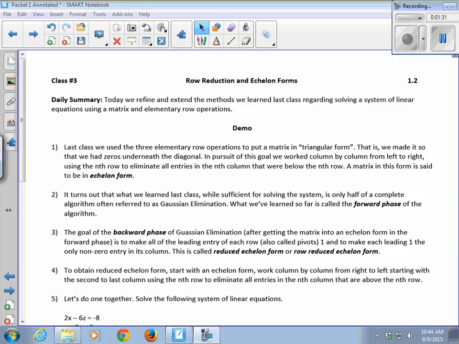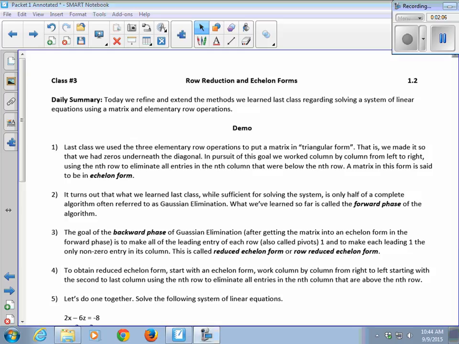All right, so let's look at today's class. Today we're going to refine and extend the methods we learned last class regarding solving a system of linear equations using a matrix and elementary row operations. You all read about it last night. We're going to add the backwards phase. Last class we used the 3 elementary row operations to put a matrix in what we called triangular form. That's also known as echelon form. So triangular form and echelon form are the same.